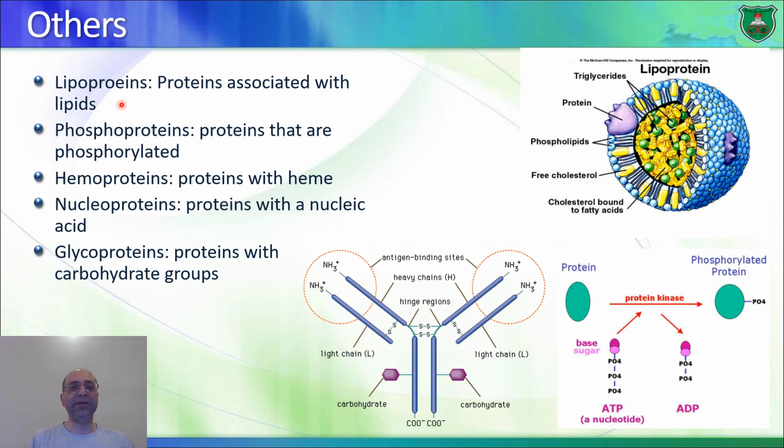Nucleoproteins are proteins associated with nucleic acids, and glycoproteins are proteins associated with carbohydrates. An example of glycoproteins is immunoglobulins again. They have disulfide bonds and a quaternary structure, but they are also proteins associated with carbohydrates.